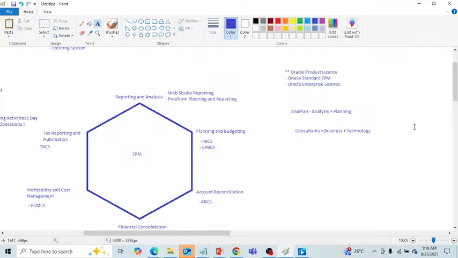Now we will see the difference between PBCS and EPBCS. It is very important to know, and it is a mandatory section for you when we go to the future and operate different types of software. Basically we will emphasize planning and budgeting, that is Oracle PBCS. So we have to know the difference between PBCS and EPBCS.